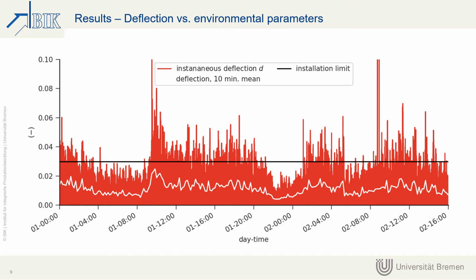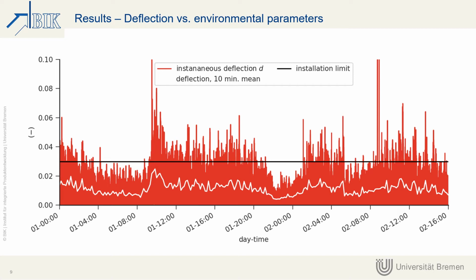To give you an idea of what the deflection as a time series looks like, the red line corresponds to the instantaneous deflection from a randomly chosen turbine. Note that this time series spans several days. The deflection is given as normalized value, corresponding to percentage of tower radius. The white line corresponds to the 10-minute rolling mean of the deflection.